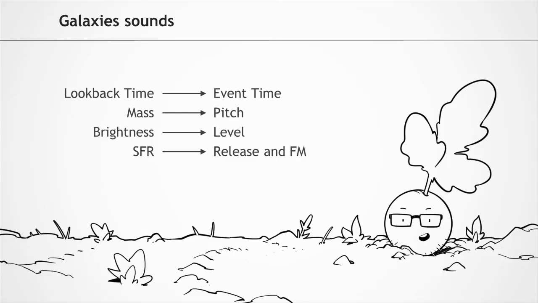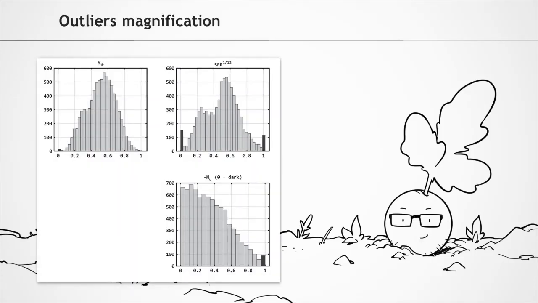Star formation rate is linked both to the length of the sound and its frequency modulation parameters. Less active galaxies will produce short, slowly modulated sounds, while very active galaxies will produce a longer and richer sound. Finally, the position in the sky is linked to the position in the stereophonic space. Galaxies on the left will be heard more on the left speaker, while galaxies on the right will be heard more on the right. The outliers of mass, brightness, and star formation rate are marked with symbolic sound. In particular, the ones you are going to hear are the sounds for low and high mass, respectively.